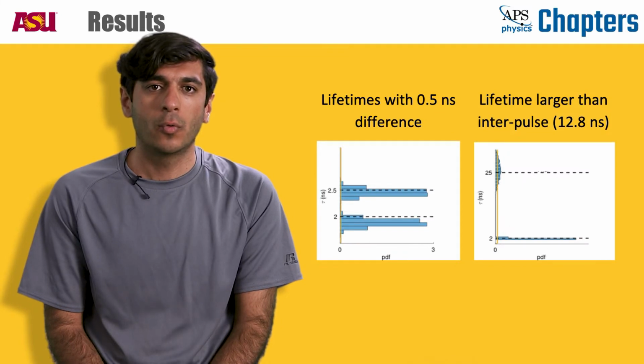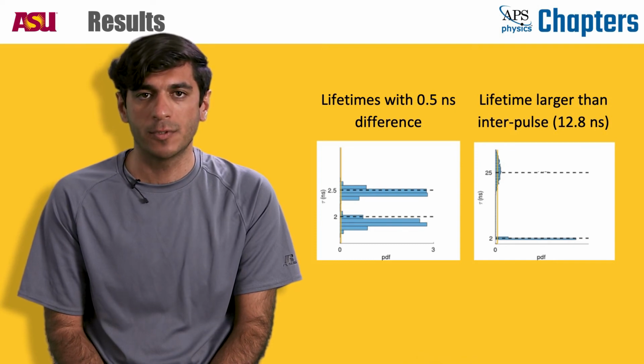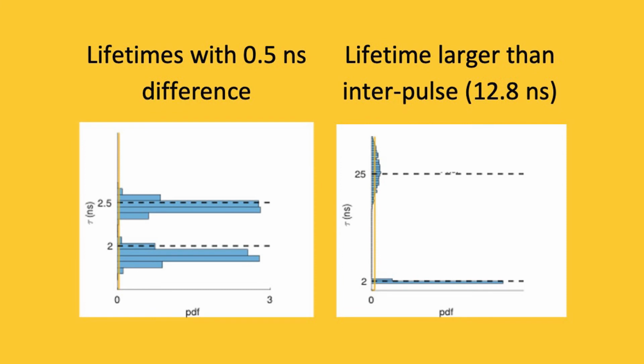We simulated data with the same lifetime maps shown in the previous slide, but with lifetimes that are only 0.5 nanosecond apart. This would be a challenging case for the current FLIM data analysis methods, but as we see in the histogram, our algorithm distinguishes and learns these lifetimes. We also use the same lifetime maps to simulate data with a lifetime which is 2 times larger than the interpulse time, which is 12.8 nanosecond here. As we see, our algorithm still distinguishes and learns the 25 nanosecond lifetime, although the uncertainty is large, indicating a wide posterior for large lifetimes.